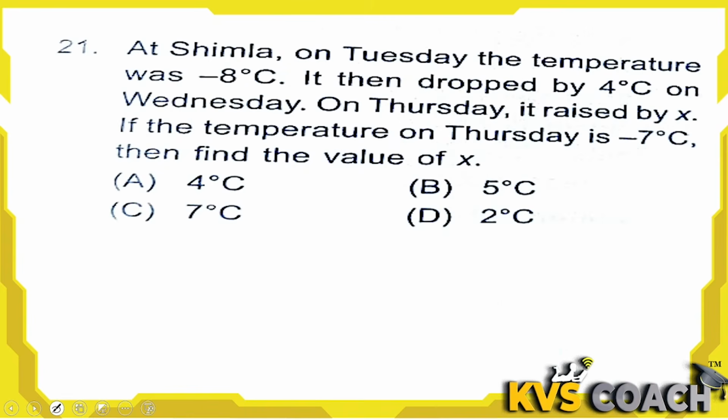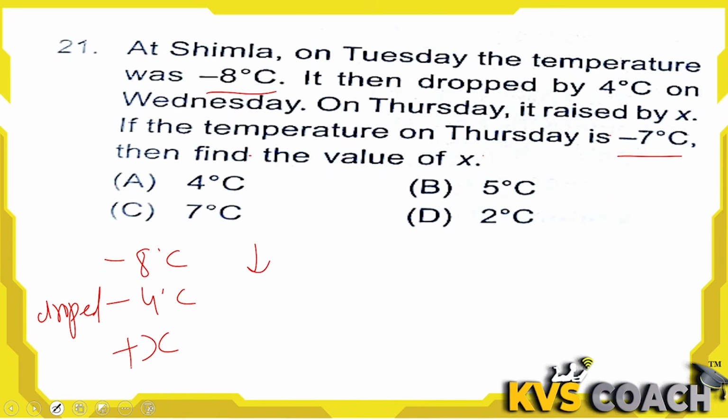Next question is: at Shimla on Tuesday the temperature was -8 degrees. It dropped by 4 degrees. Dropped means again it is minus. On Thursday it is raised by x. If the temperature on Thursday is -7, by x it is raised, it means it is plus, and it is equal to -7. It means we have -8 plus -4 plus x is equal to -7.